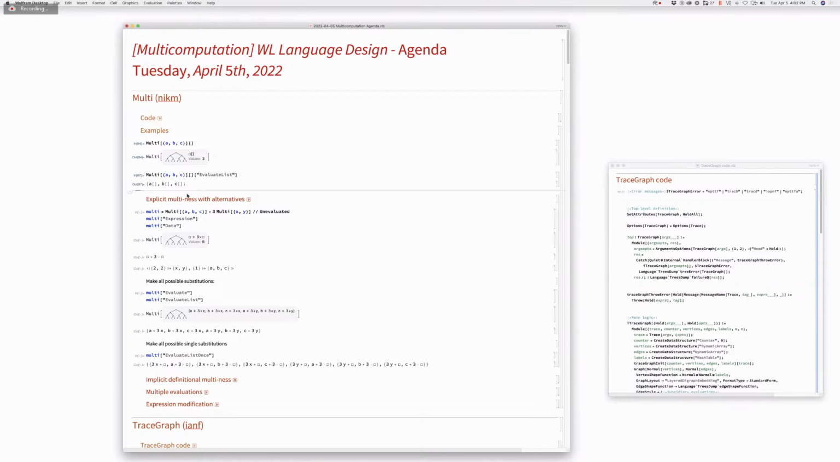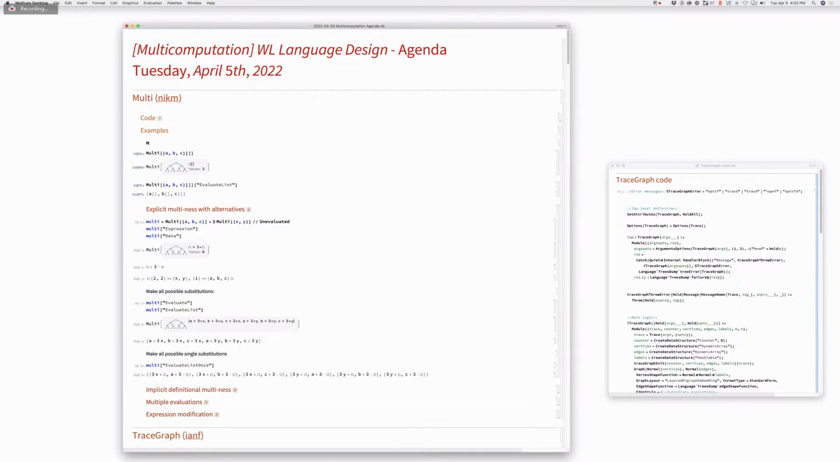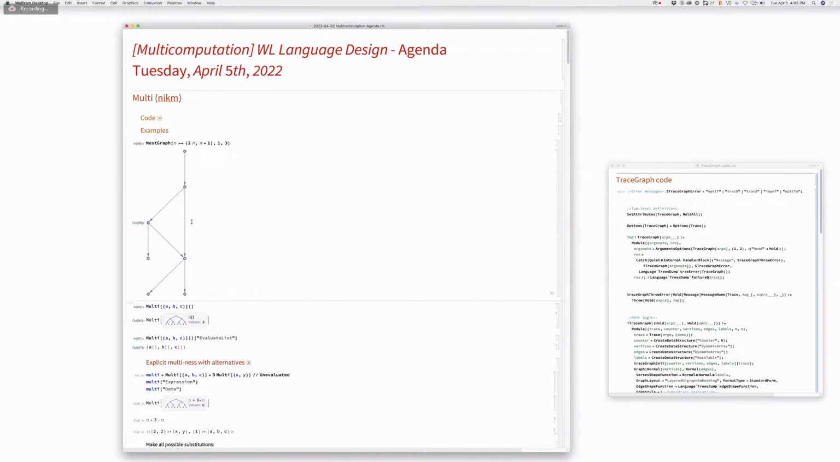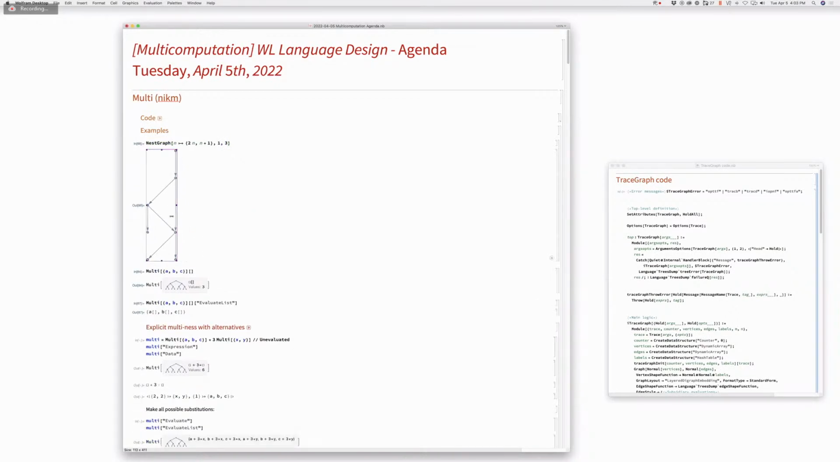Okay, so let me see that in some more real case. So let's imagine that I have my characteristic example, where it would normally be like nest graph, n goes to n, 2n and n plus 1, for example. Okay, so I have something like this. How would I represent that in your multi-world?